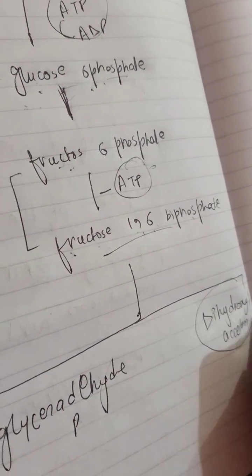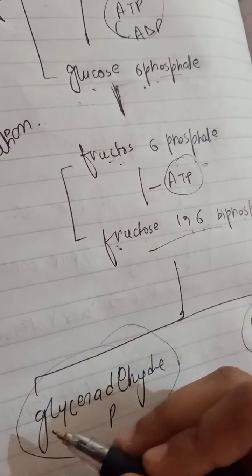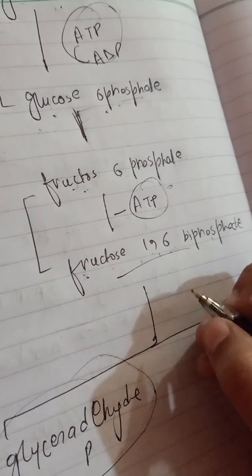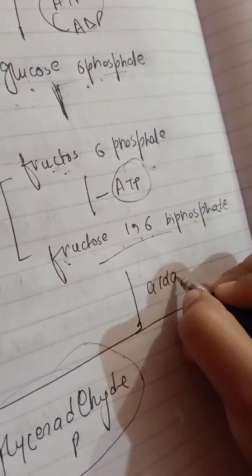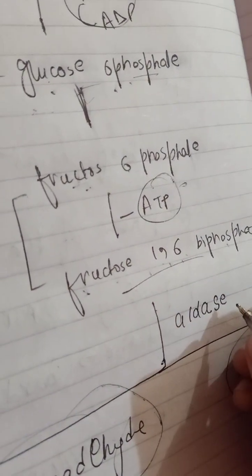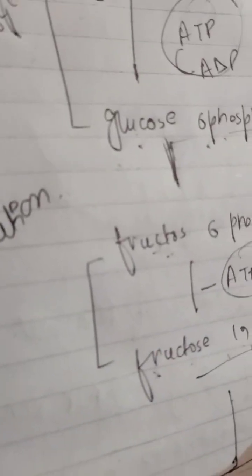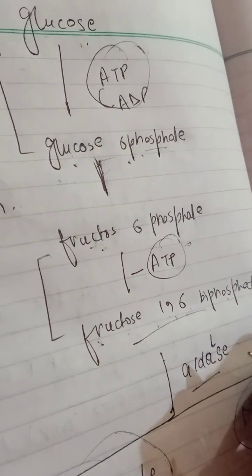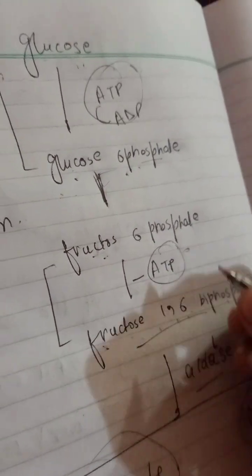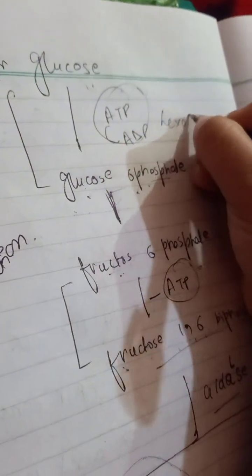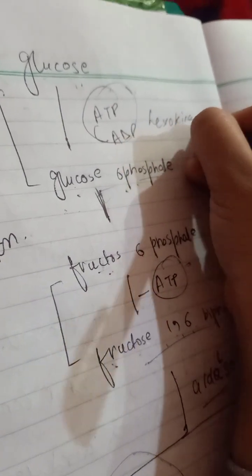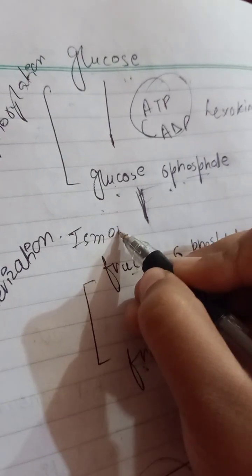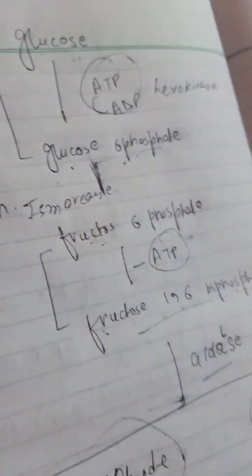This is a triose sugar, and this is also a triose sugar. Okay, so it will convert into this with the help of aldolase. This is the enzyme. Okay, and here the hexokinase will use this enzyme, and here the isomerase will be used in the isomerization, an enzyme that I forgot to discuss here.